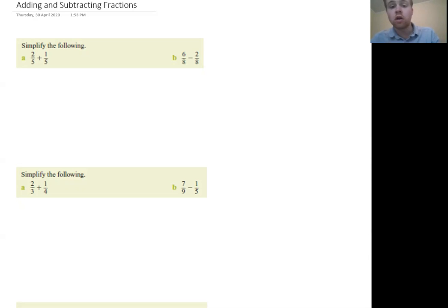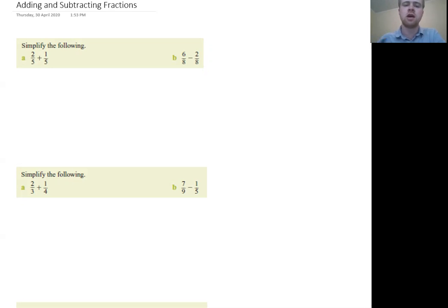Now, to do this, we just need to imagine a real-life scenario. Imagine you had a piece of paper, and you cut it into 5 bits. They're going to be 1/5 each. Now if you took 2 of those bits, and then had 1 of those bits as well and added those together, you would end up with 3 of those bits. You would have 3/5.